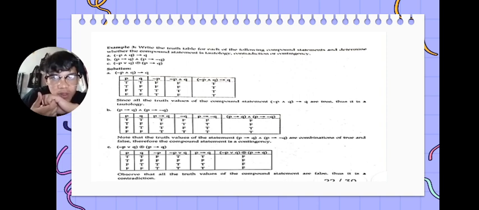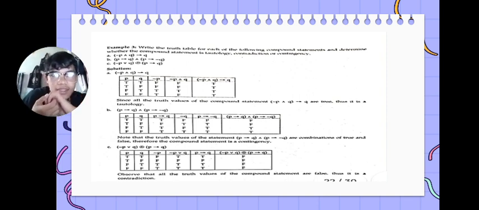Next is example letter B. P then Q and P then negation Q. If P is true and Q is true, then P then Q is true. Both statements must be true, because if P is true and Q is false, then P then Q is false.